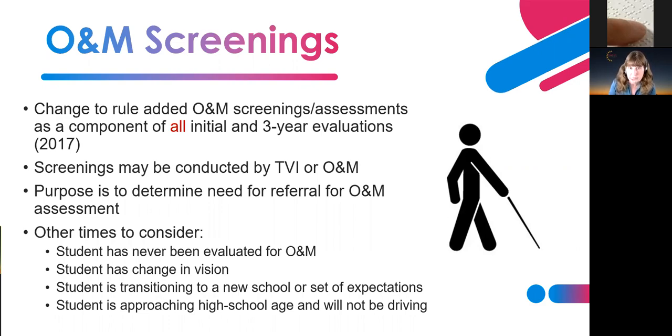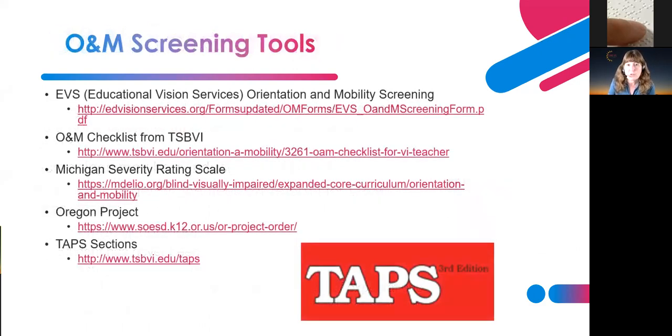graduate. So there are a number of screening tools that you may want to consider and or use. I have listed five of them on the page for you with clickable links. There is the EVS, Educational Vision Services, Orientation Mobility Screening, an O&M checklist from the Texas School for the Blind, the Michigan Severity Rating Scale, the Oregon Project, and one of the most thorough and best ones, the TAP. So those are all clickable links that you can use to help you pick a screening tool.